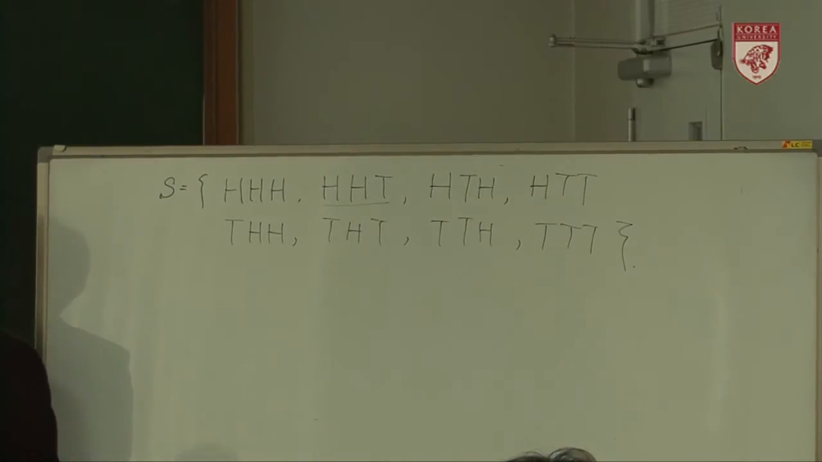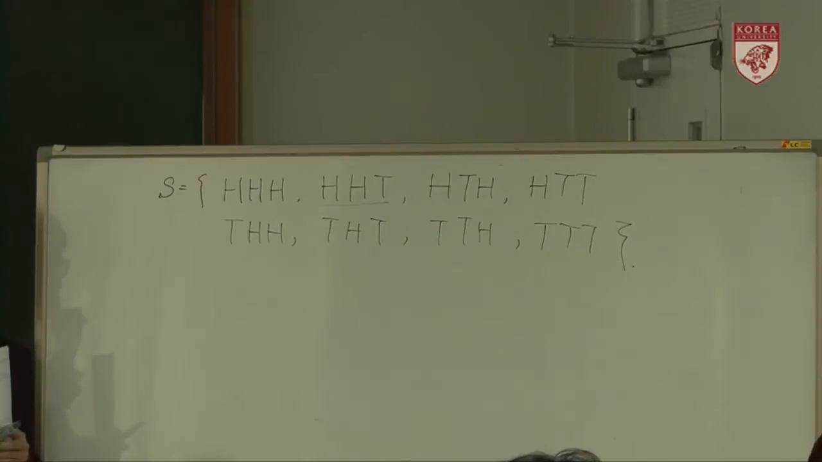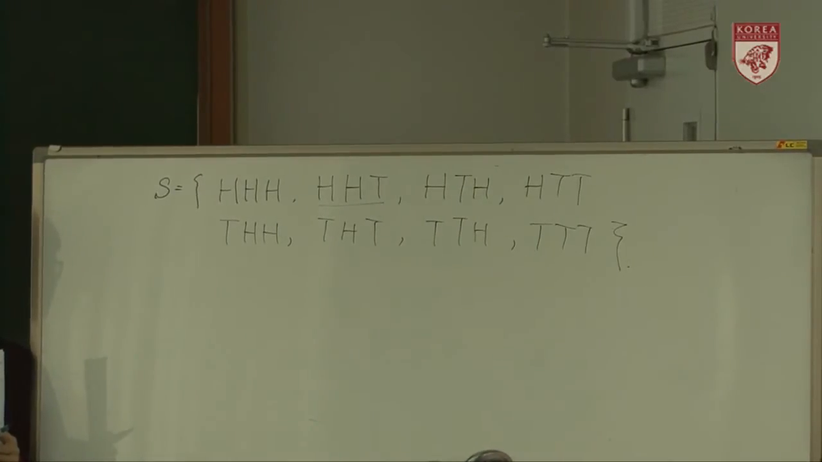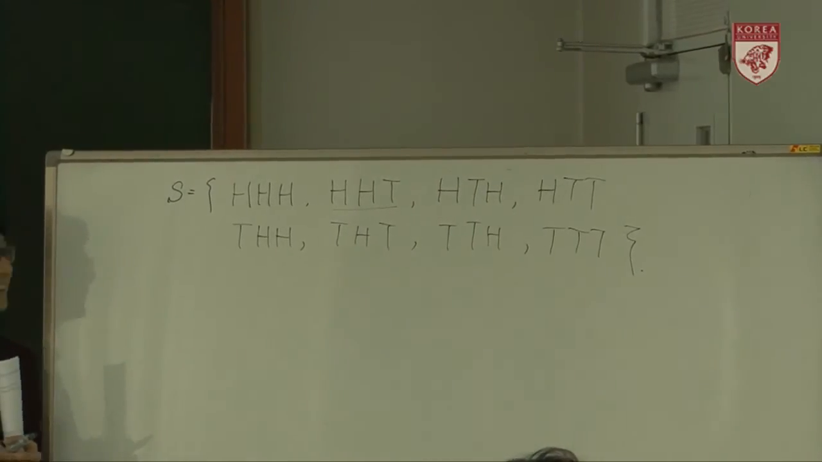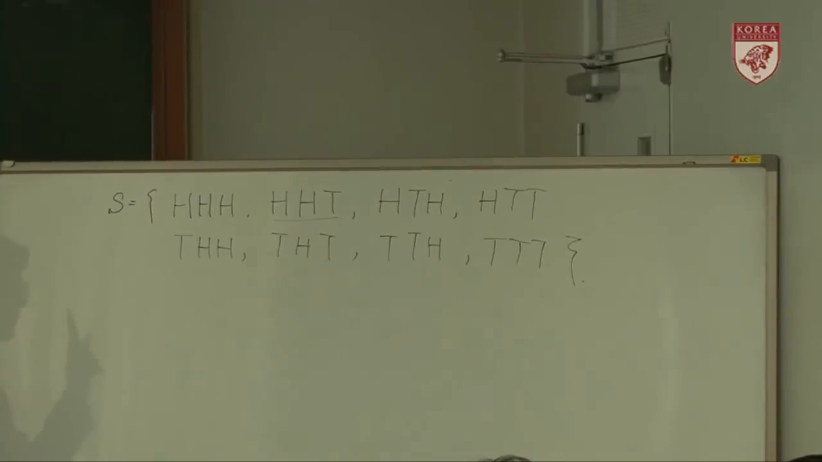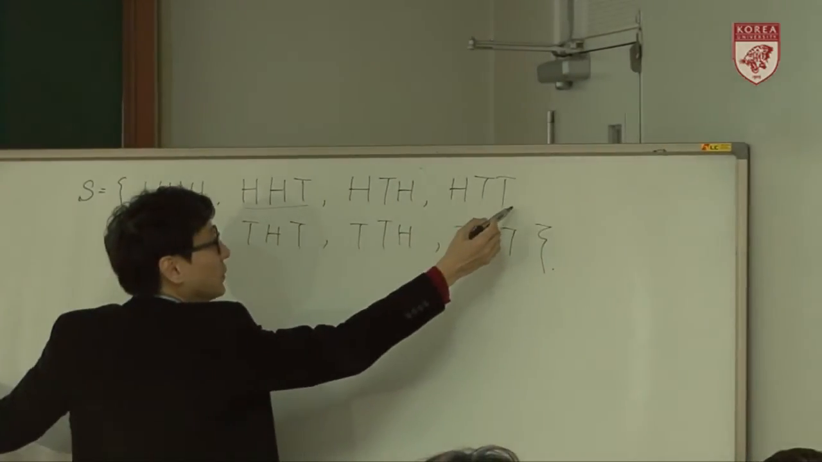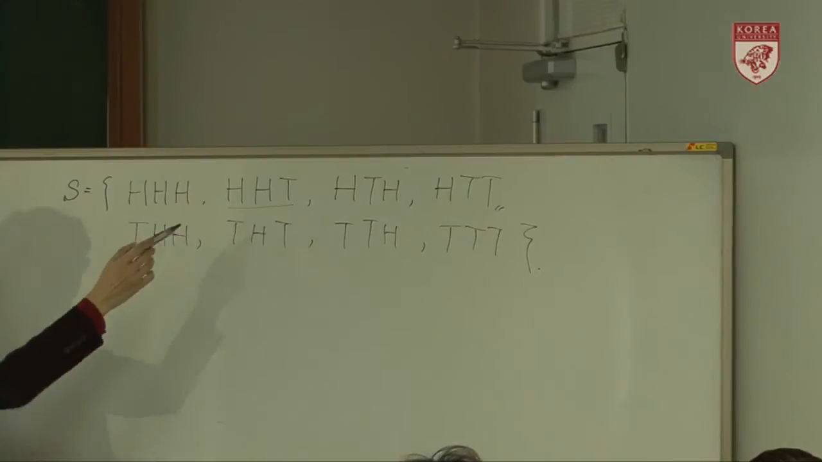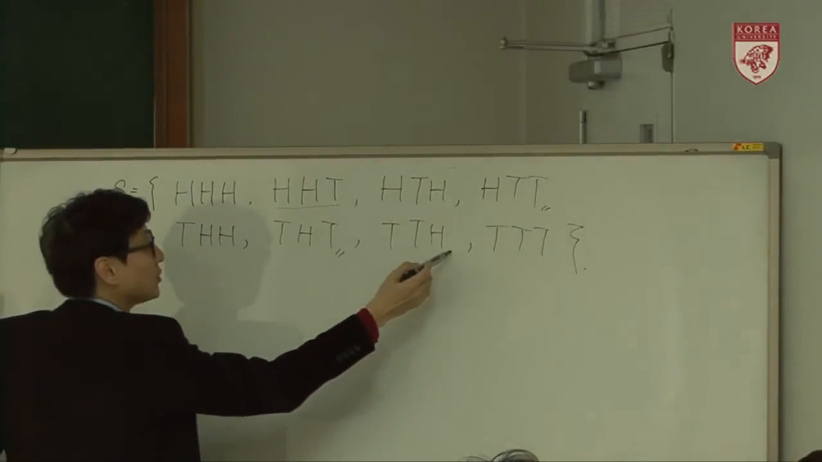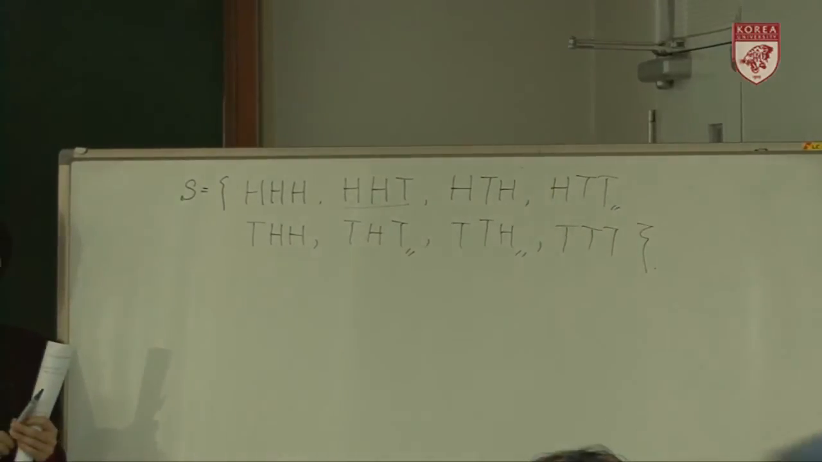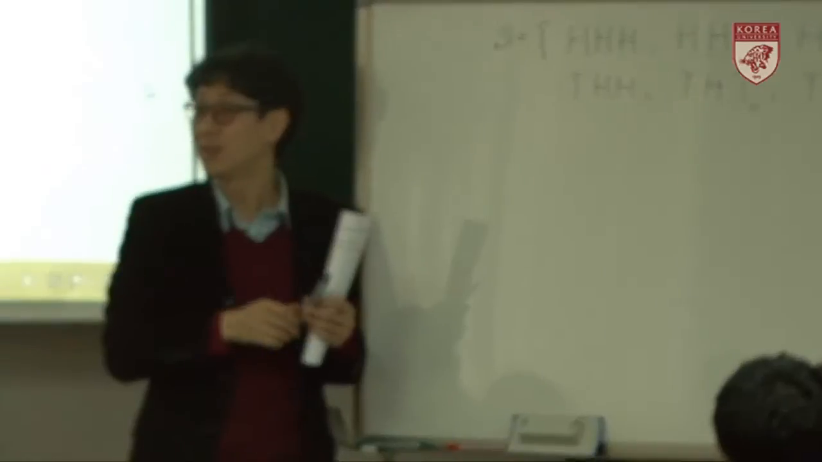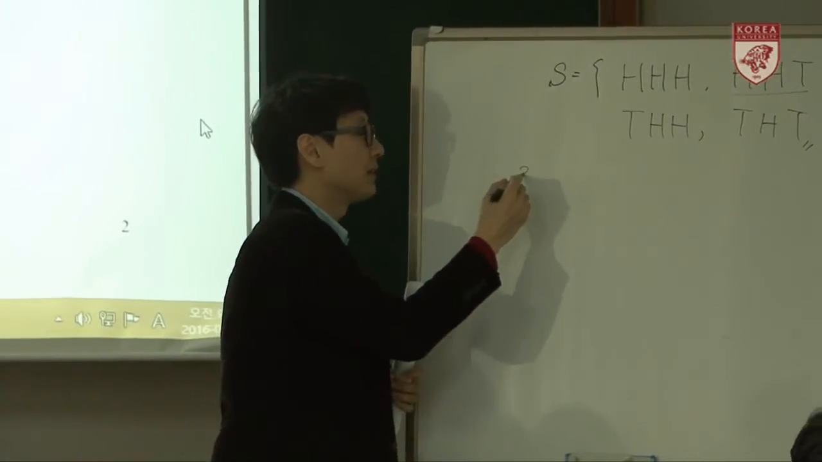And what is the probability of seeing 2 tails? 3/8. Really? Let's count. Two tails: here's one, this one has 2 tails, and this one also has 2 tails. So among 8, 3 outcomes have 2 tails. So the probability is going to be 3/8.